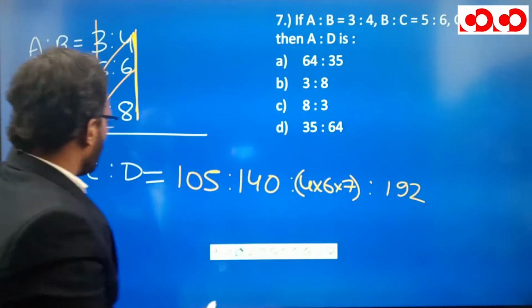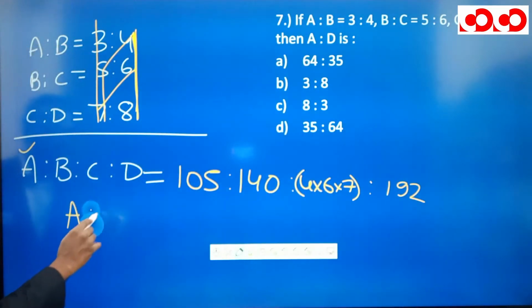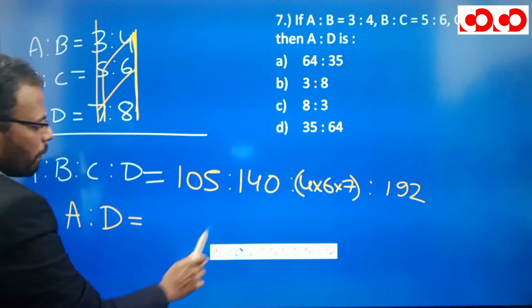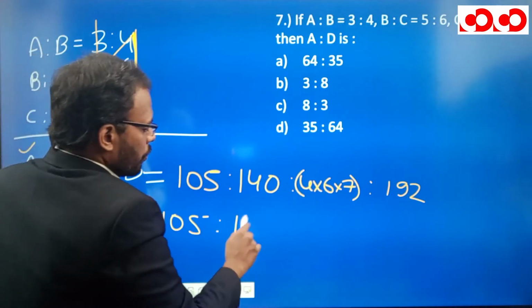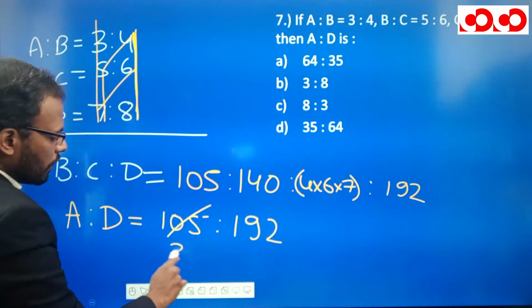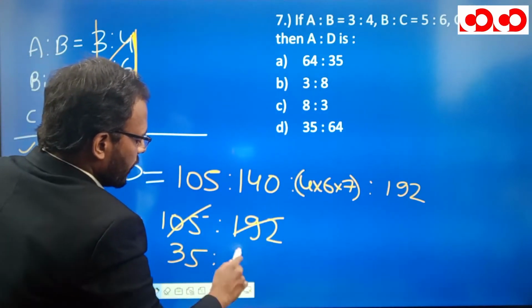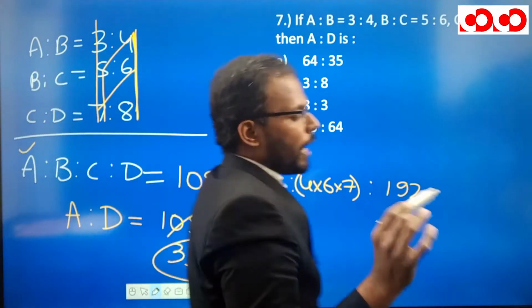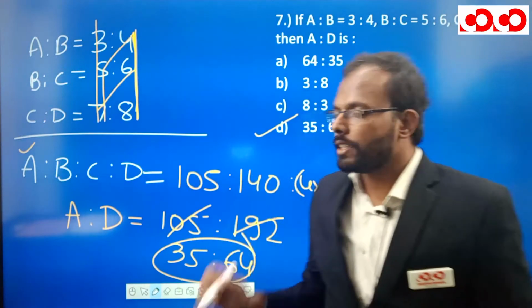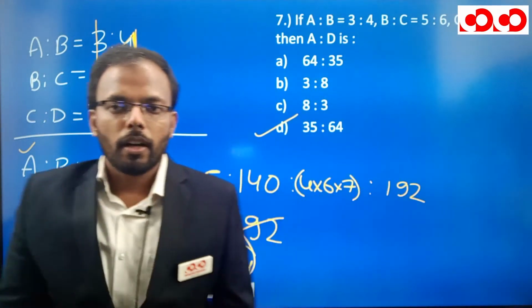Now see, we need to find A ratio D, right? My A is 105 and my D is 192. If I cut it by 3, we'll get 35 here. If I cut it by 3, I will get 64 here. And A ratio D is nothing but D option. I hope this is clear to you. Very basic thing which we should know from the ratio.